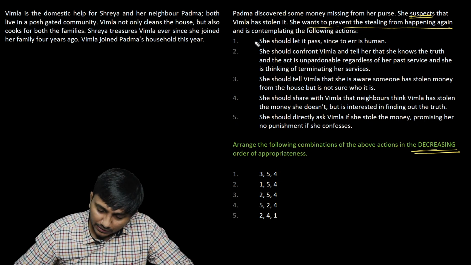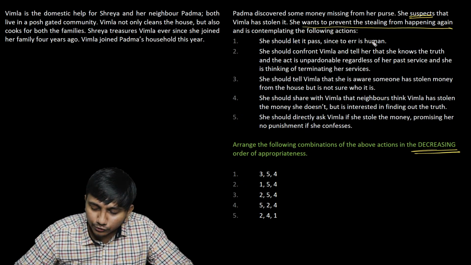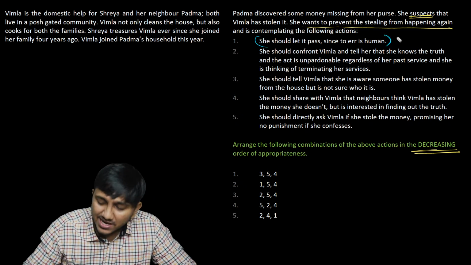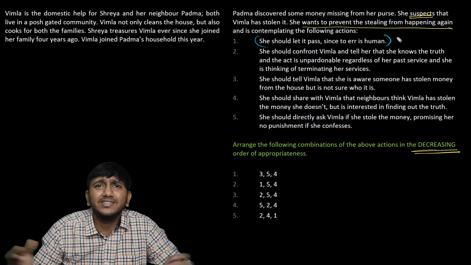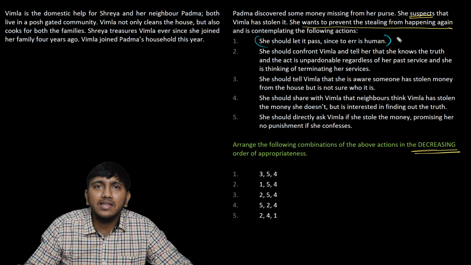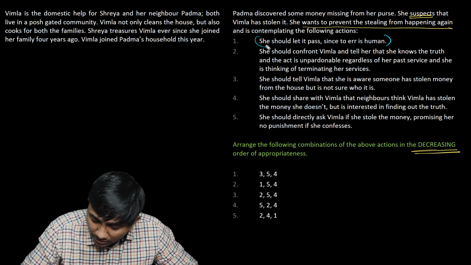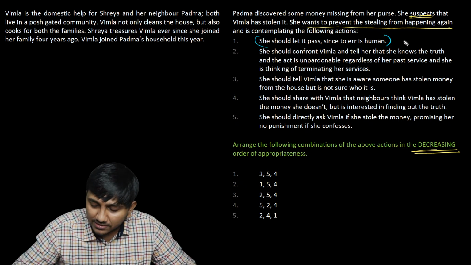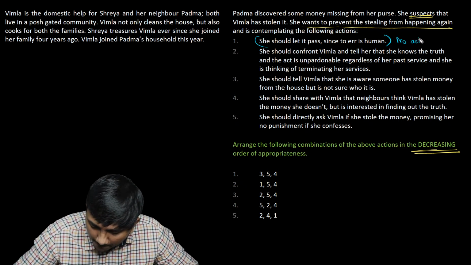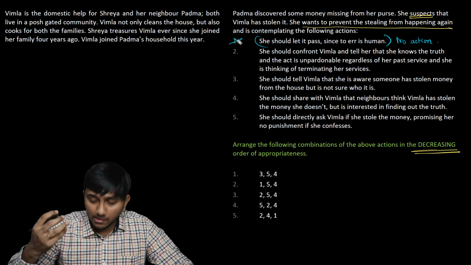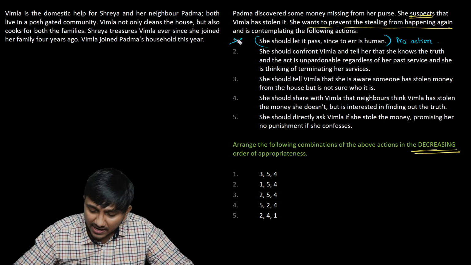She should let it pass since to err is human. That's ridiculous. You cannot say you should just let it pass. See, she wants to prevent the stealing from happening. You cannot just sit and wait thinking that the thief is suddenly going to get an epiphany and going to stop stealing. So to let it pass and not do anything is a no action point. Definitely that's not something that you would be doing if you want to prevent the stealing from happening again.